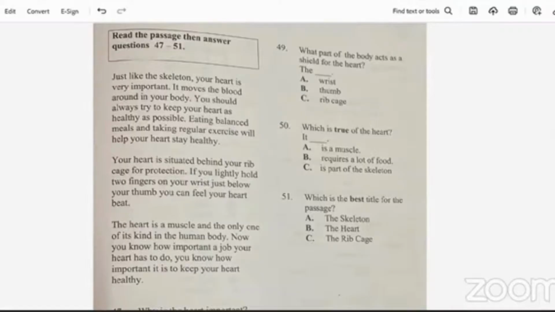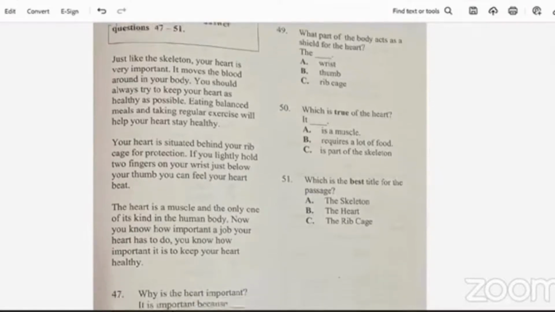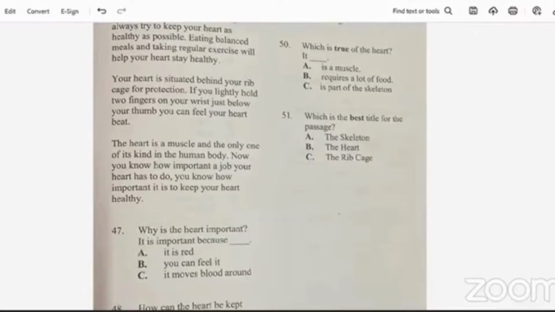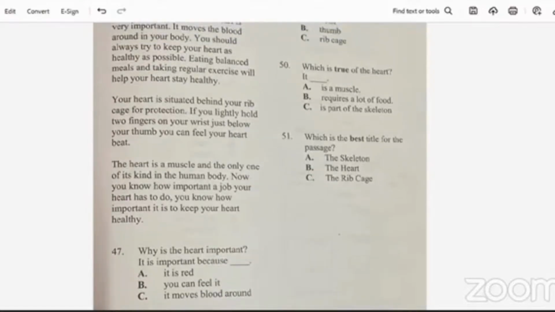All right, so now that you know how important the heart is in terms of the job, you also have to know how important it is to keep your heart healthy. All right, so 47. Why is your heart important? It's important because it is red, you can feel it, or it moves blood around. And it tells us that it moves around. So it wouldn't be just because it's red and you can feel it, but because it moves the blood around your body, which is very good for you.